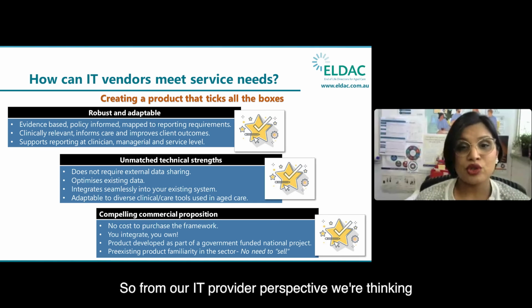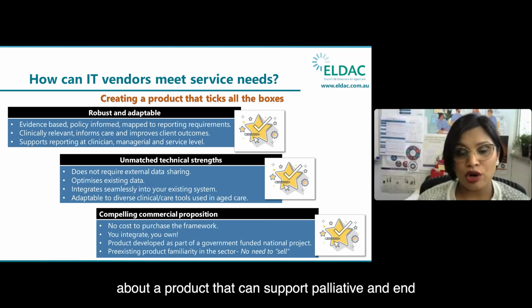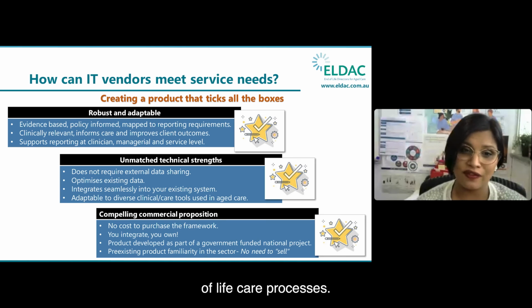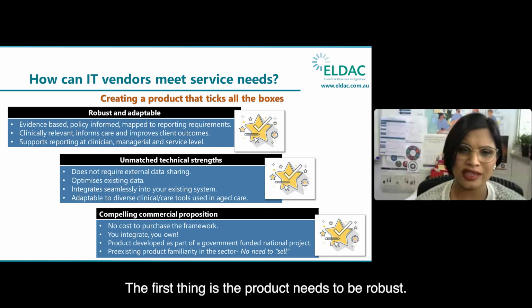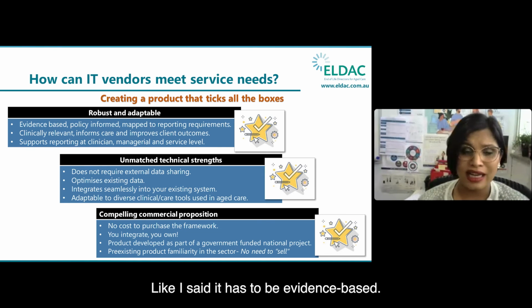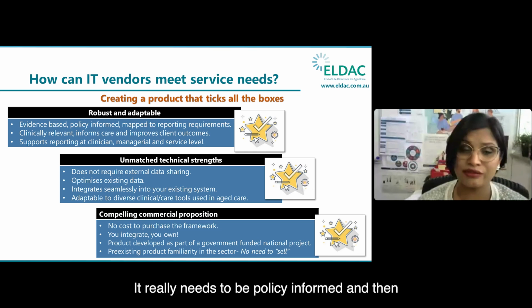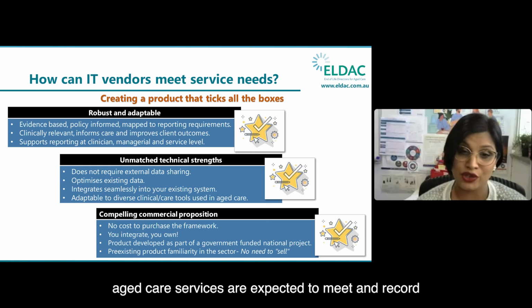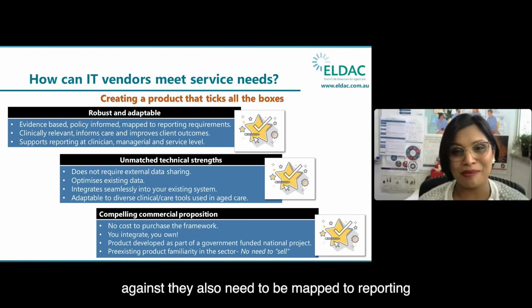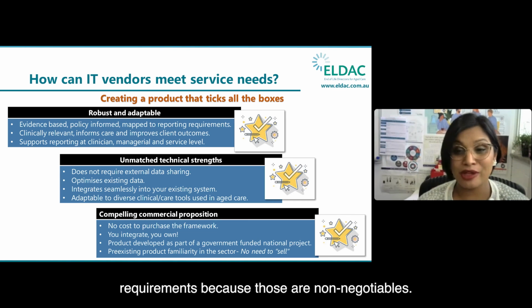So from our IT provider perspective, when thinking about a product that can support palliative and end-of-life care processes, three key things really come to my mind. The first thing is the product needs to be robust. Like I said, it has to be evidence-based. It really needs to be policy-informed. And then with the increasing reporting requirement that aged care services are expected to meet and report against, they also need to be mapped to reporting requirements because those are non-negotiables.